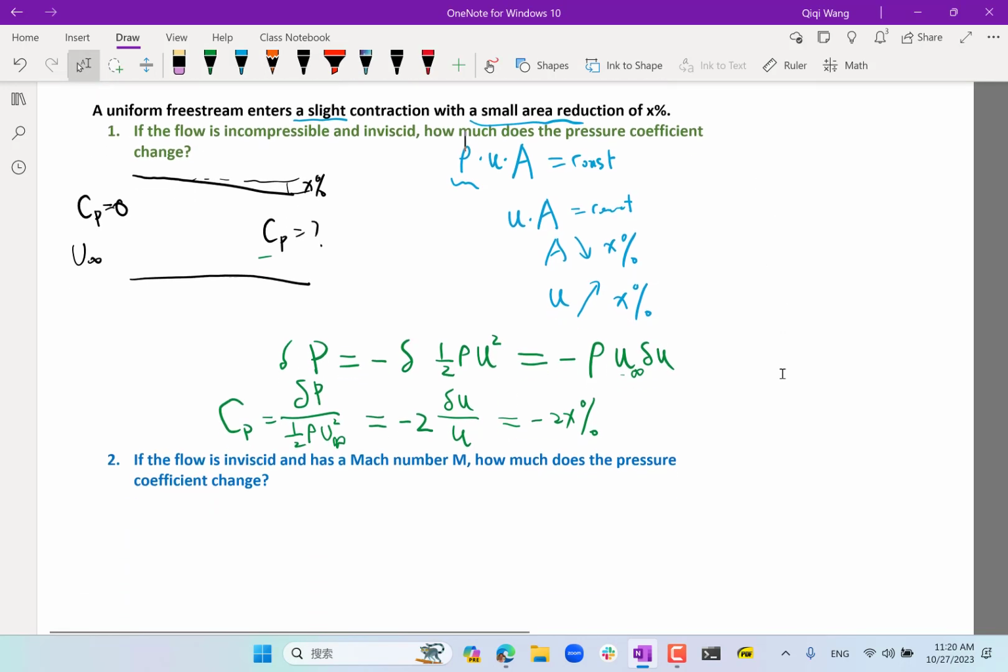Now let's get to the real question for this lecture. If the flow is still inviscid, but has a Mach number m, which is greater than 0, how much does the pressure coefficient change? So, okay, you can still use mass conservation. That didn't change, right? But now you have to consider the effect of a change in u. That's the first difference. The second difference is you cannot use Bernoulli anymore, right? Bernoulli doesn't work anymore. So we need to use something else to figure out how the pressure changes. And let's see how we do that.